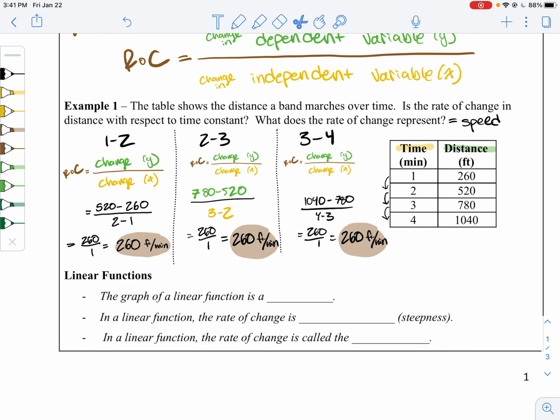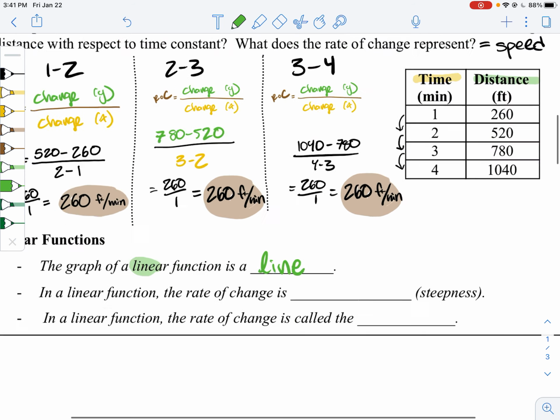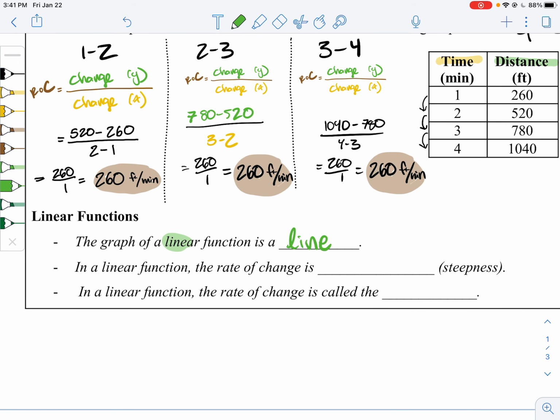Okay. So a little bit of a reminder from last time when we talked about linear functions. Linear functions, we said, were lines. The graph takes the shape of a line. And in a linear function, the rate of change doesn't change. So we call that constant. The rate of change is constant. The rate of change is also called the slope. That means it's increasing at the same rate the whole time.